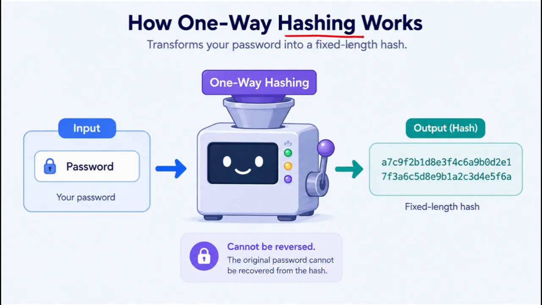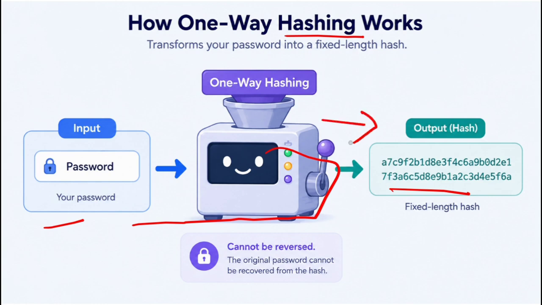Let us look more closely at hashing. Think of hashing as a one-way machine. A password enters the machine, it performs some mathematical operations, and a long code comes out of it. But the hash is designed to work in only one direction. It should be easy for the system to create a hash from a password, but it should not be possible to simply reverse that hash and get the password back. This is why the image says cannot be reversed.